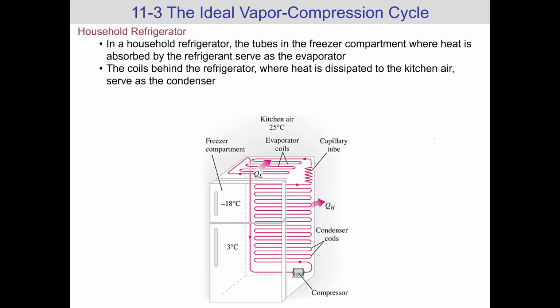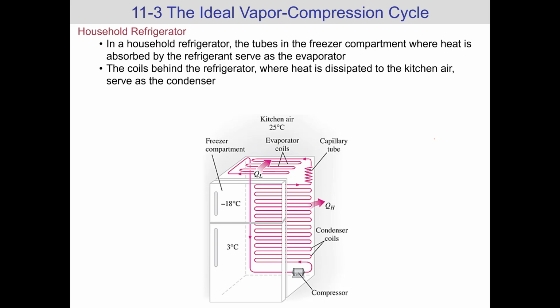So in a household refrigerator, the tubes in the freezer compartment is where the heat is absorbed, right? That's the cold space. That's where I'm blowing air over the coils inside the refrigerator in order for the refrigerant to cool the inside of the refrigerator, take heat away from inside the refrigerator to keep the inside refrigerator cold. And then the coils behind the refrigerator, heat is dissipated to the kitchen air, right?